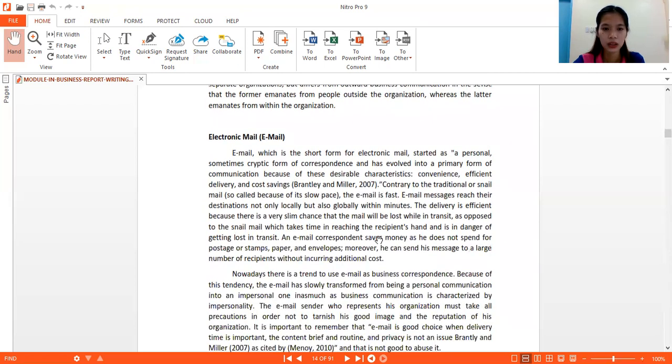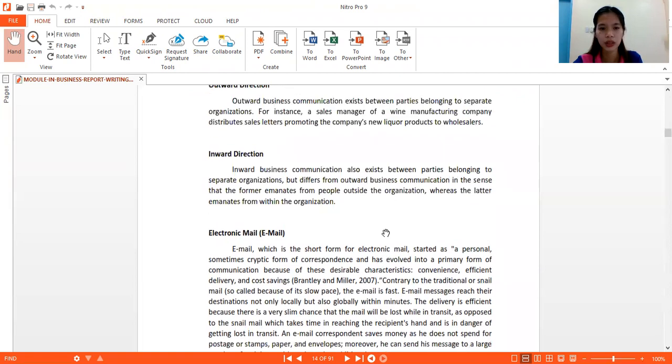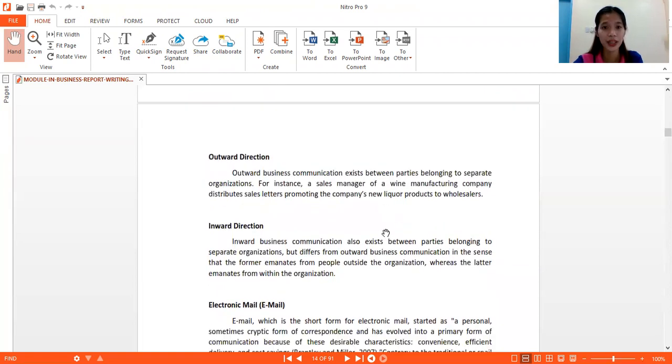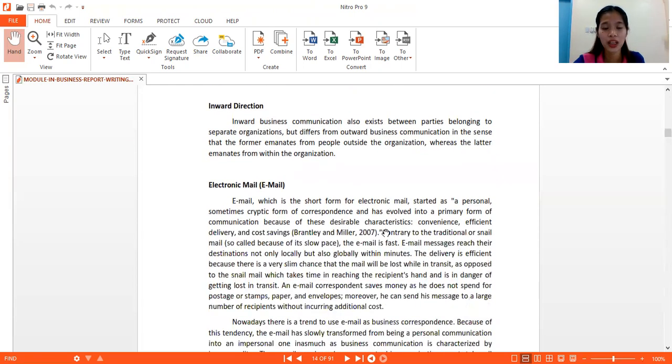Then, the electronic mail or email. So, I hope that you understand the directions of business communication and take note of these directions. Electronic mail or email, which is very useful and very common at this era. Because of the advent of technology, I believe that we are all familiar with this email.